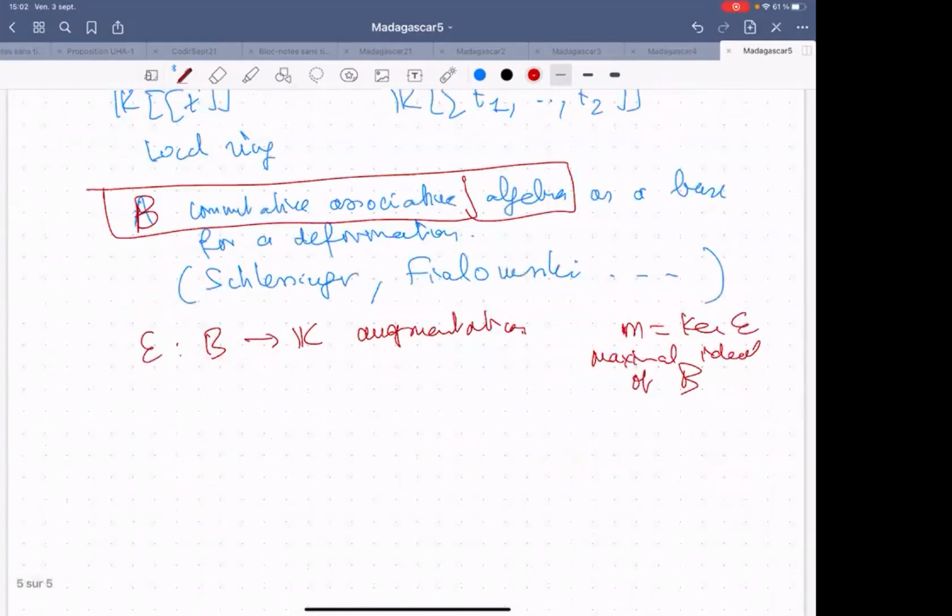And here the multiplication will be defined as B. We define the deformation on B tensor A. Then multiplication here, multiplication on B tensor A. This will be our deformation.